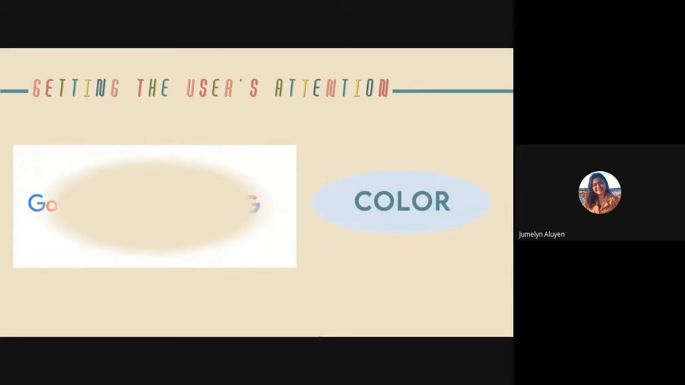Next is the color. It is recommended to use up to four standard colors only, and the perfect example for this is Google. You can see the Google logo has only four colors, which are blue, red, orange, and green.